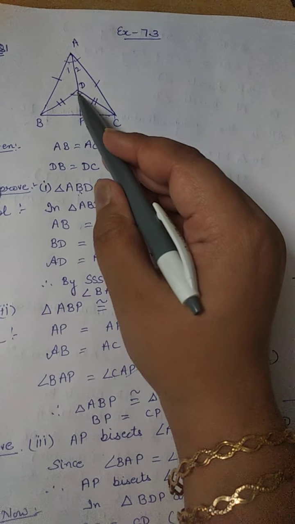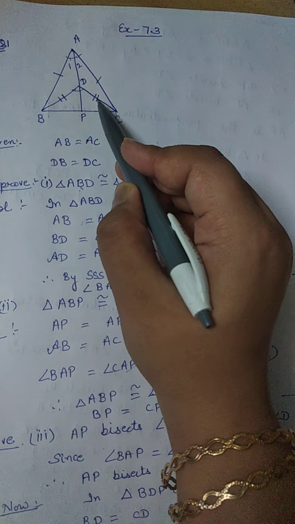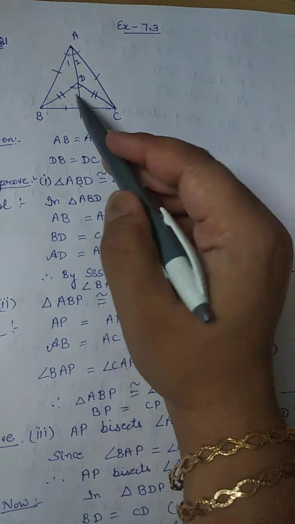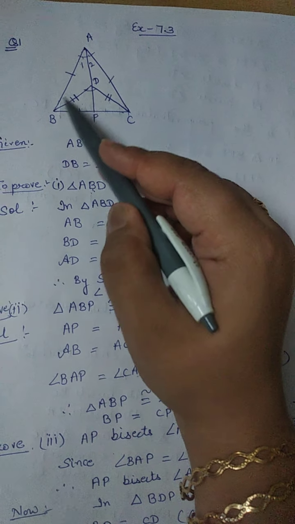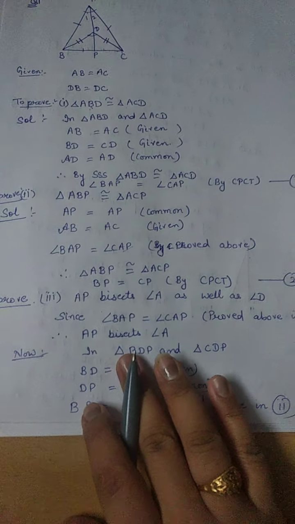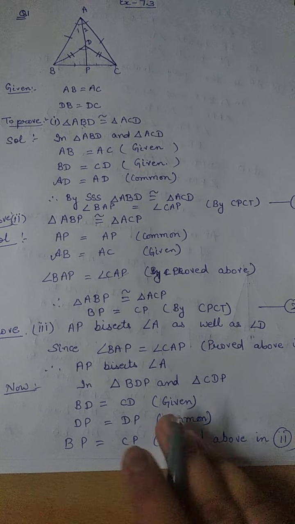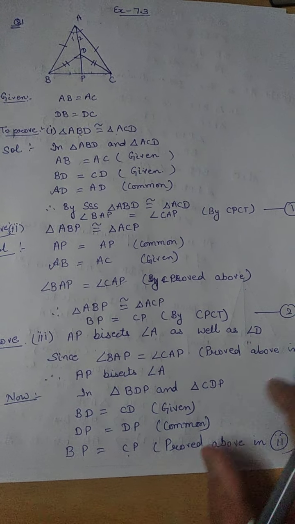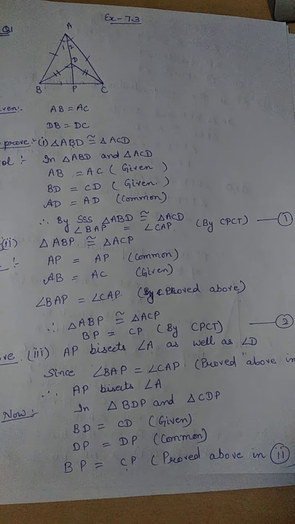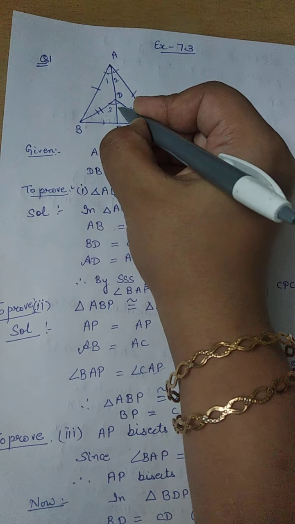Now we will take these two small triangles. Here this is equal to this, given. This is equal to this, we have just proved, and this is common. So by SSS, we can say that both the triangles are congruent, as these three are equal, right? So by this we can say that this angle is equal to this, angle 3 is equal to angle 4.